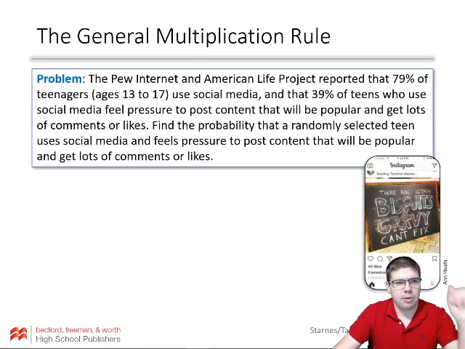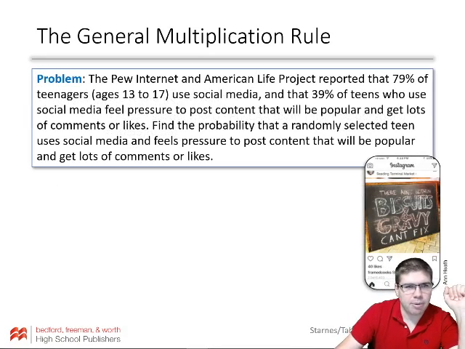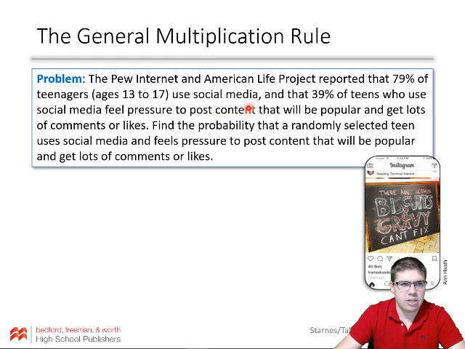So, for example, the Pew Internet and American Life Project reported that 79% of teenagers ages 13 to 17 use social media, and that 39% of teens who use social media, so given that they use social media, feel pressure to post content that will be popular and get lots of comments or likes. So find the probability that a randomly selected teen uses social media and feels pressure to post content that will be popular and get lots of comments or likes.